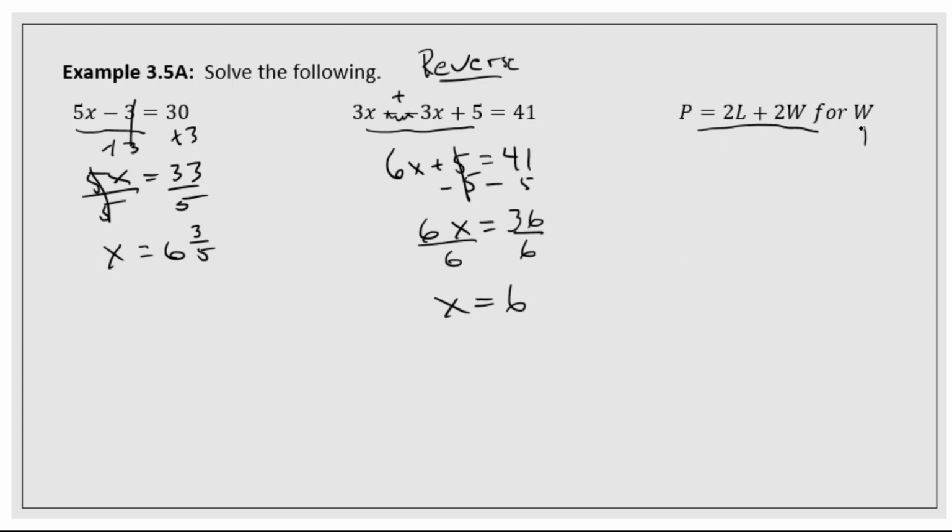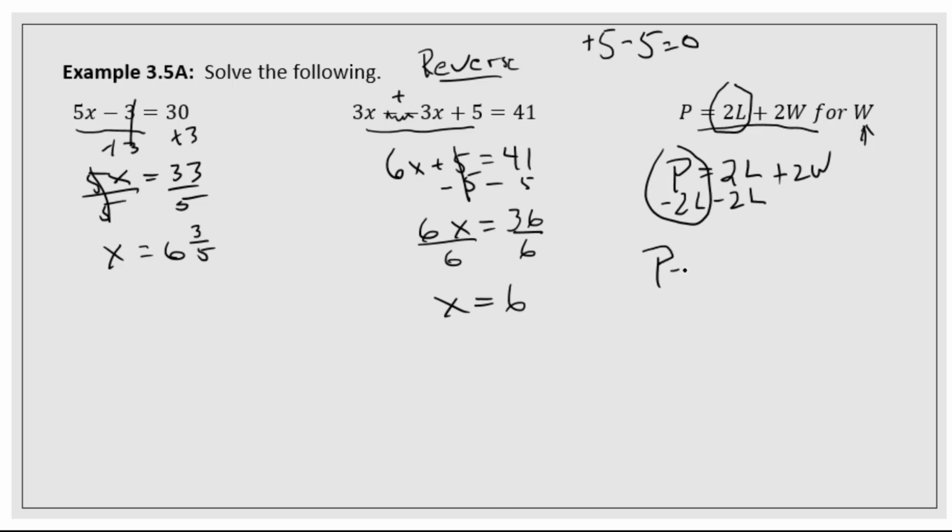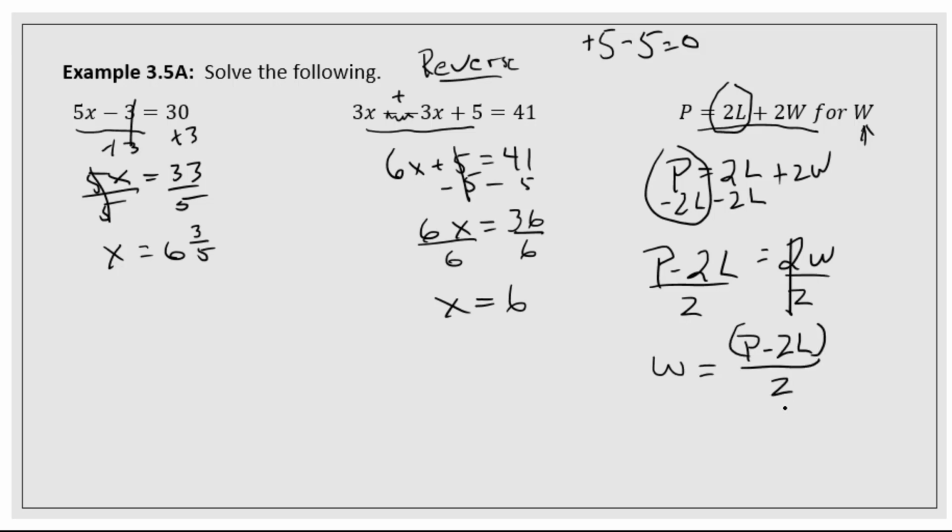So here I want to solve this for W. In order to do that, this 2L has got to go away. And using the same idea like we just did over here, a positive 5 and its opposite cancel to 0. So here I am going to subtract 2L from both sides. Now, I can subtract these, but I can't combine them. And finally, I can divide both sides by 2. And my final answer is W equals P minus 2L, that entire thing, divided by 2.